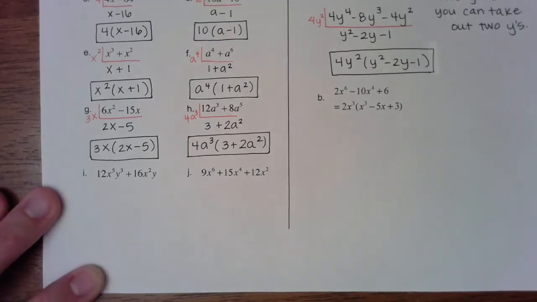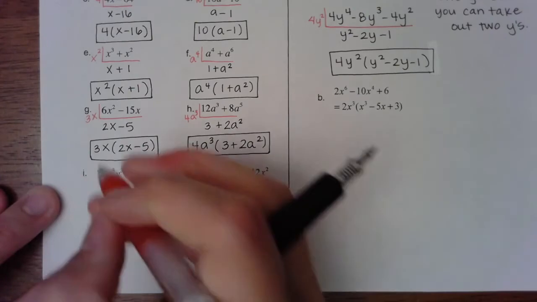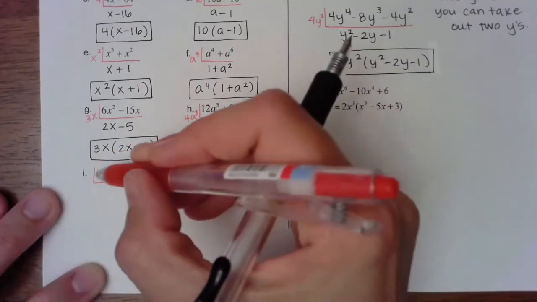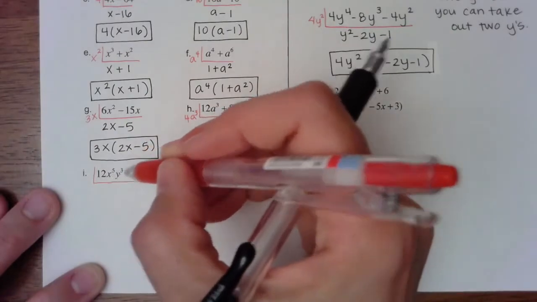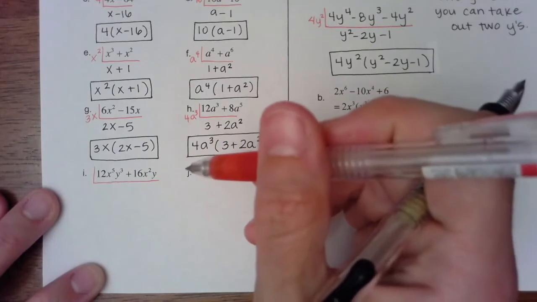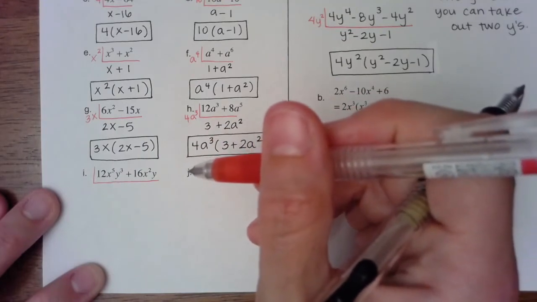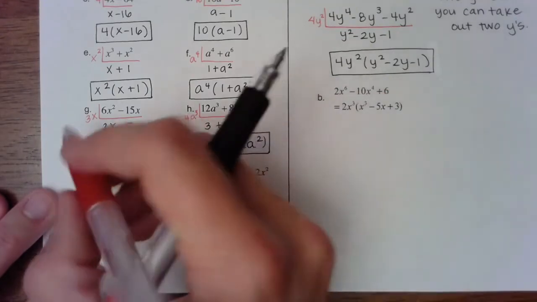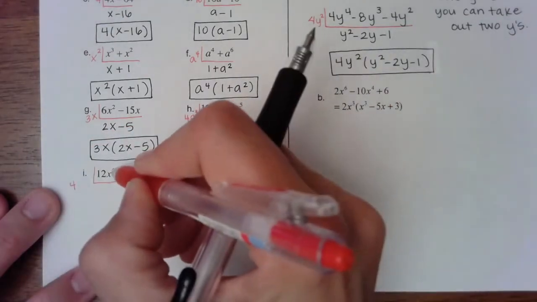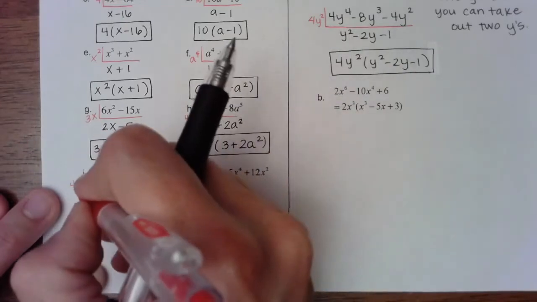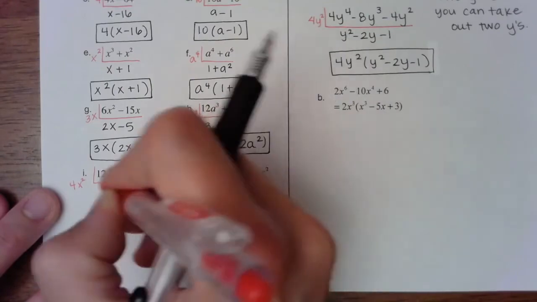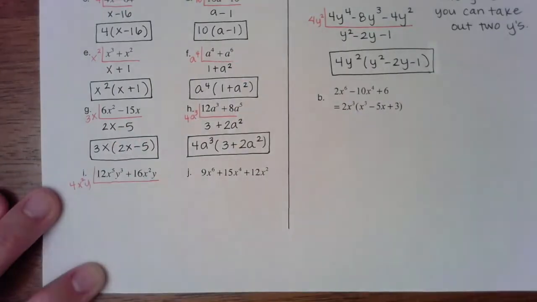On these last ones, problem I is a little bit different than the other ones so far on the page, because this one has numbers and x's and y's, and they both have numbers and x's and y's. So that's your hint that you might need to take out one or more of each of those things. 12 and 16 both divide by 4, so I can take out a 4. This one has 5 x's, this one has 2 x's, so I can take out 2 x's, and then this one has 3 y's and this one has 1 y, so I can take out 1 y.